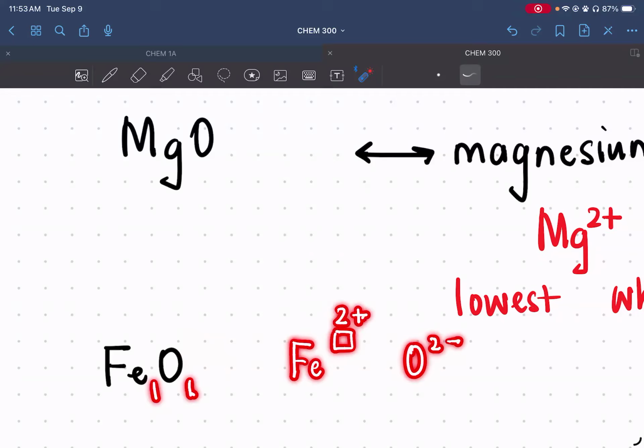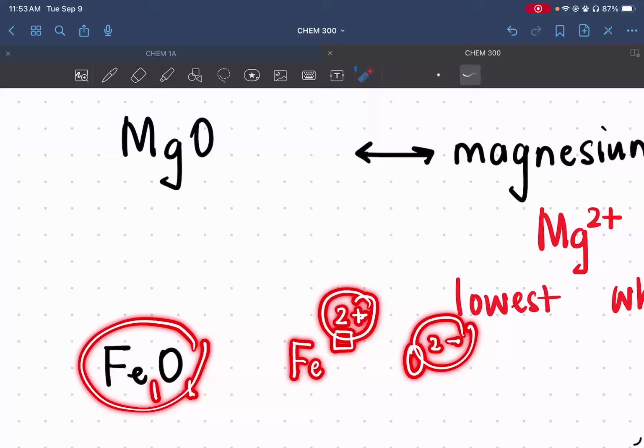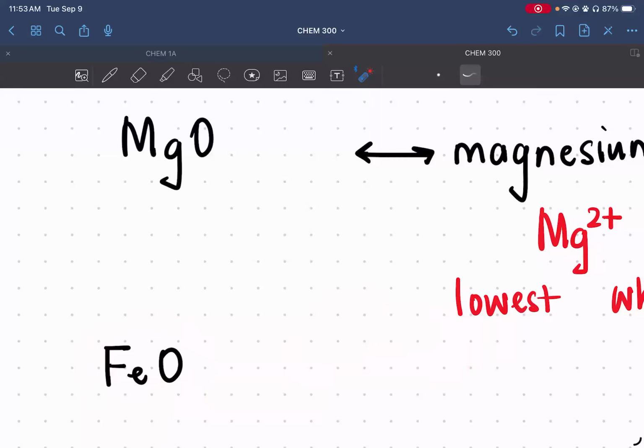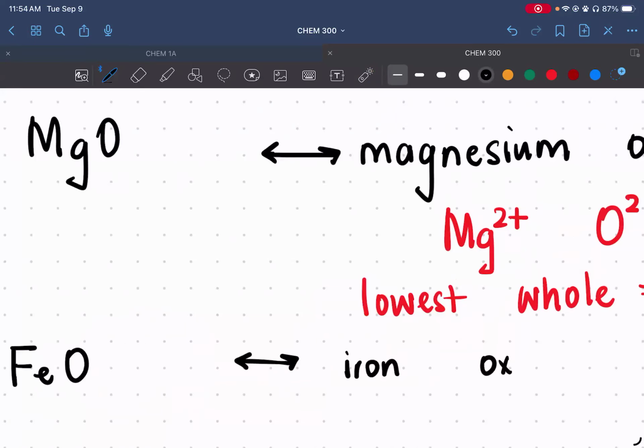Why? Because we know crisscross goes to lowest whole number ratio. If the iron and the oxygen are in a 1-to-1 ratio, the charges must match, 2+ and 2-. This is what tells us that this right here is iron oxide.